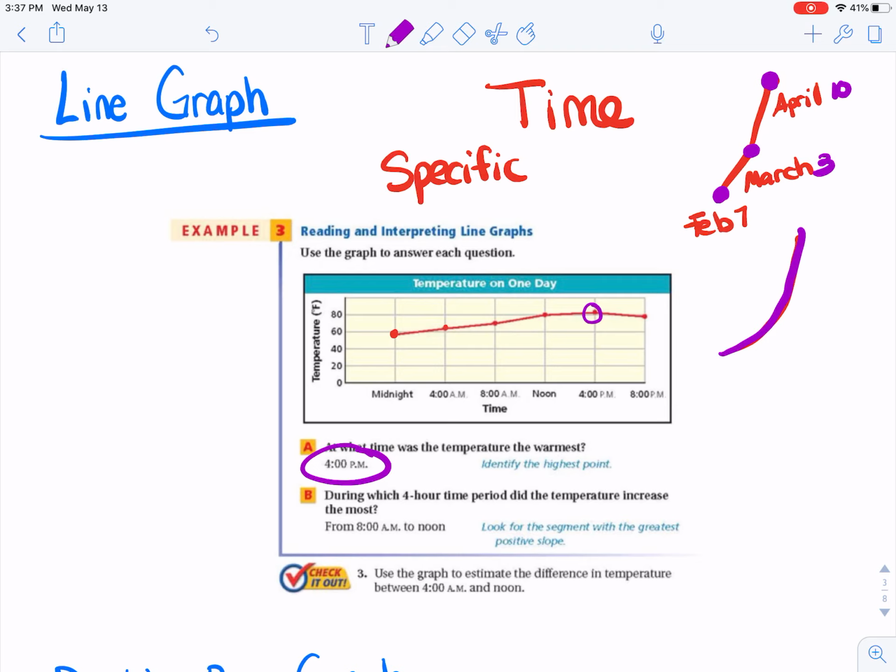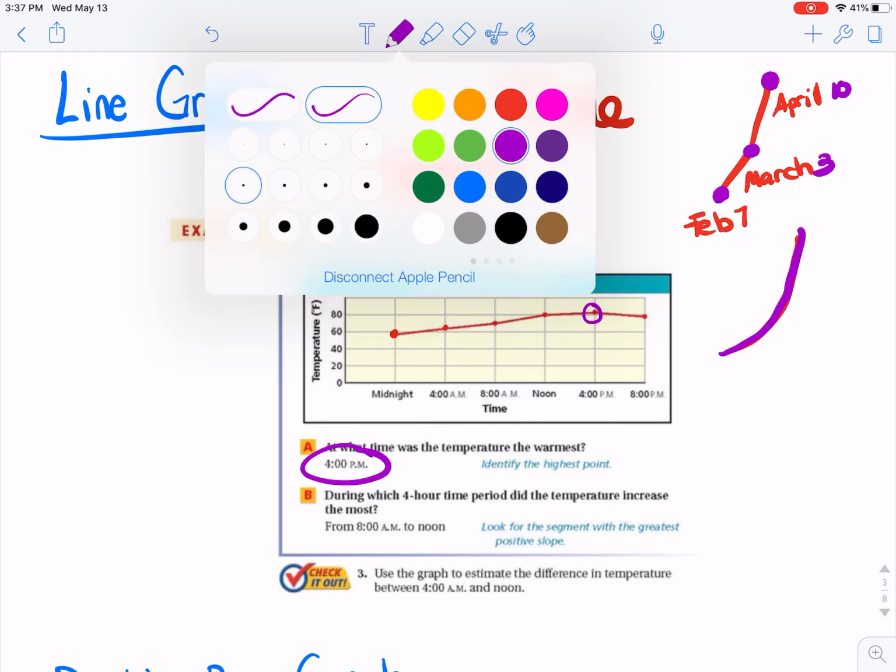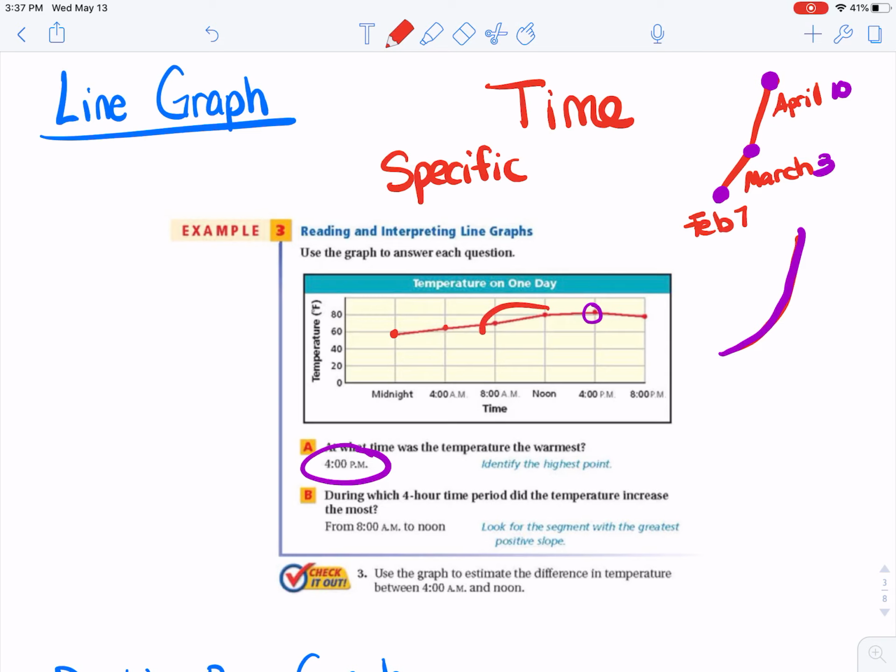So you're looking for the steepest increase. We don't have to worry about slope. It doesn't even get that difficult here. But if you look, it looks like the largest increase would be in this one. It looks like the steepest line, and that's why they said from 8 a.m.